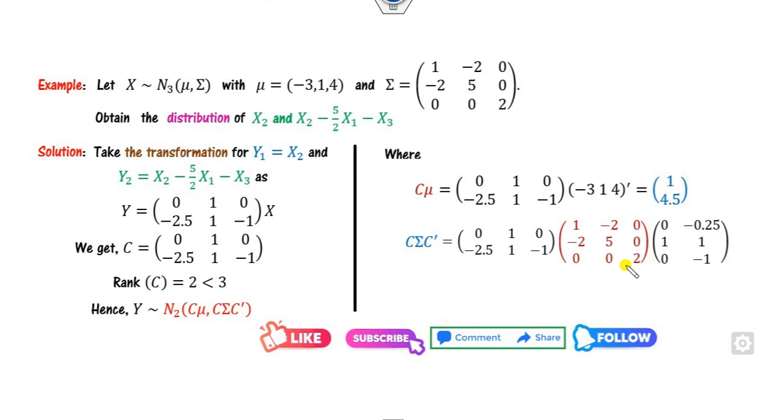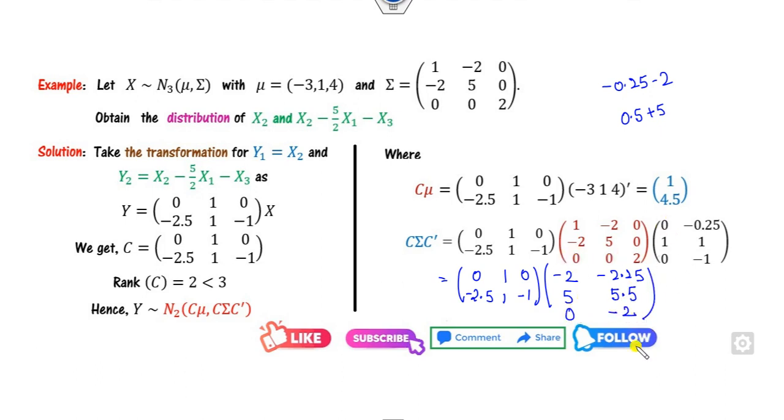So if you multiply them, you can see 0 minus 2.5, 1, 1, 0, minus 1. First row, this value is a minus of 2. This value into this, so it's a minus 0.25, minus of 2, minus 2.25. Second row, first element 5, then it will be plus 0.5, plus 5, it will be 5.5. Third row 0, third row will be minus 2.